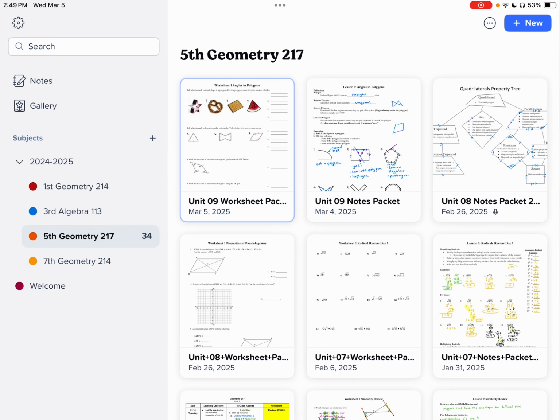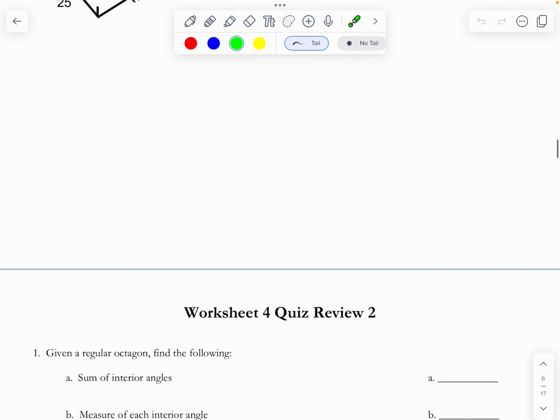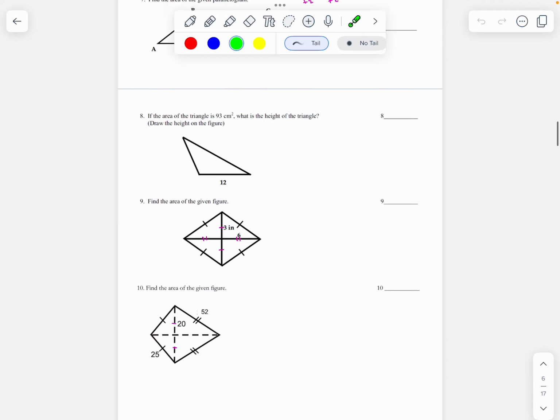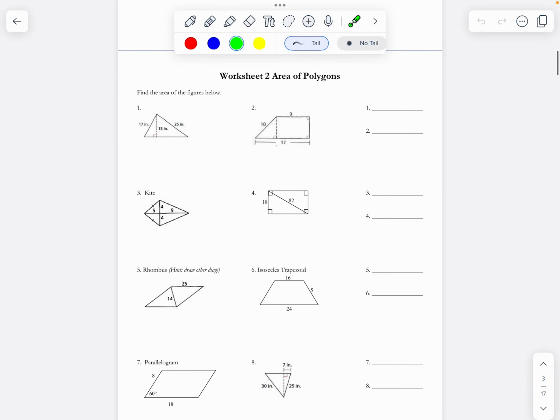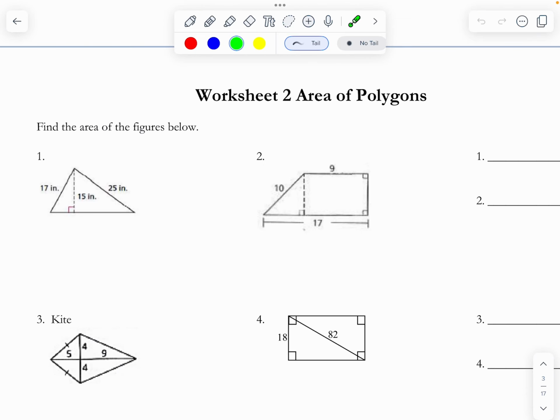What's going on, everybody? I had a couple of questions, not on the review, but actually from worksheet two from some of you guys. So I'm going to go ahead and go to worksheet two, Areas of Polygons. I'm going to go over just a few problems here, maybe two or three, and then hopefully you guys can figure out the rest on your own.